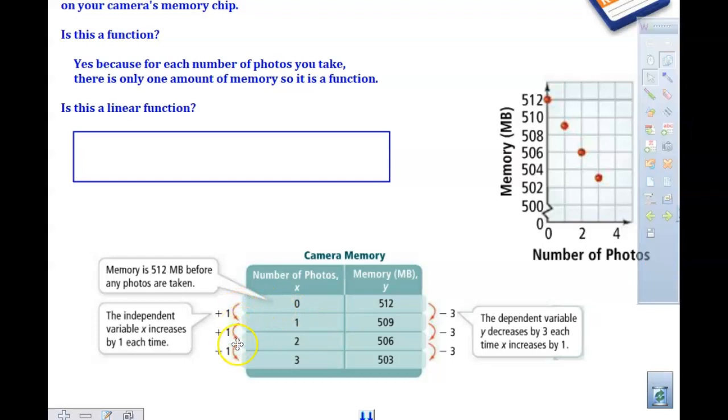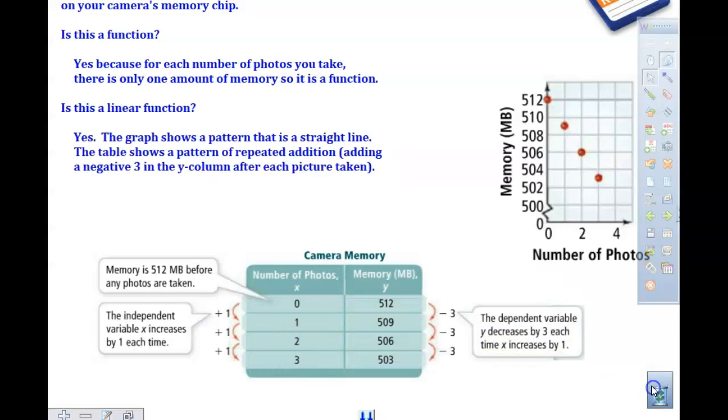So notice that our photos are going up by 1. We started with a memory of 512 before we took any pictures. And now it is going down by 3 each time we take a picture, which would make this a very linear function. So yes, the graph shows a pattern of a straight line. The table shows a pattern of repeated addition, adding -3 to the y column each time. Again, if you need to pause.